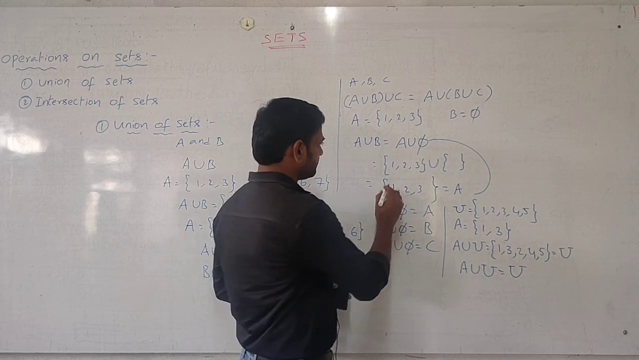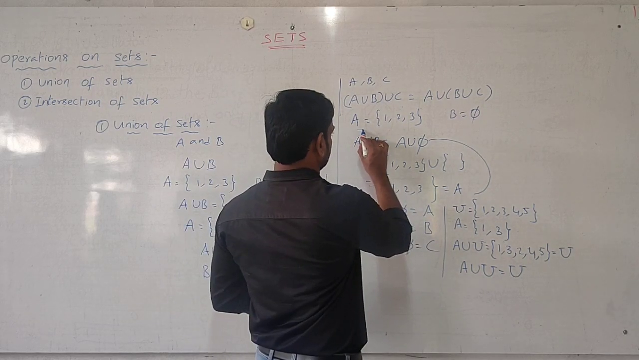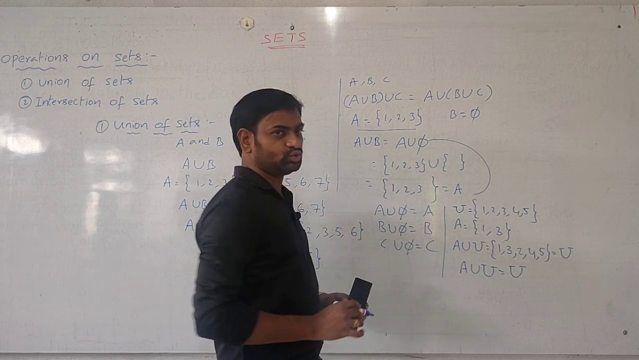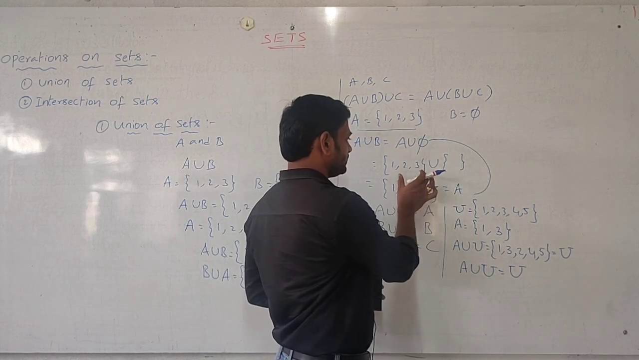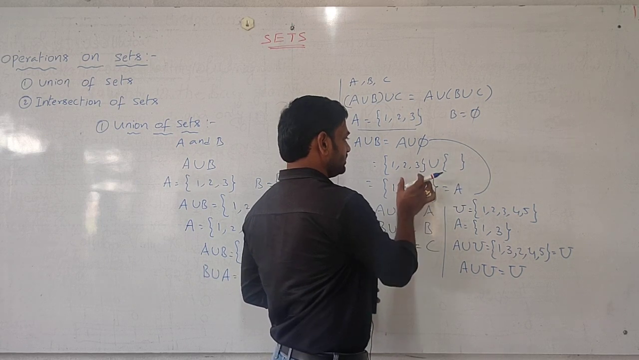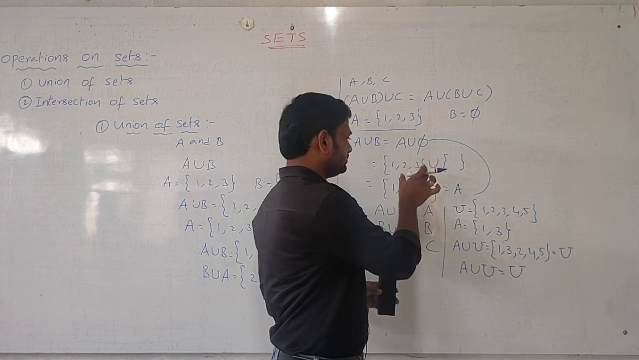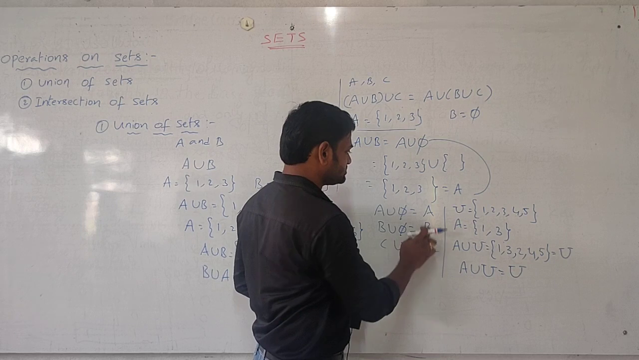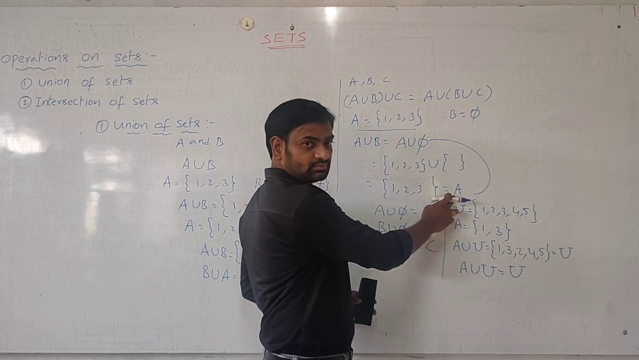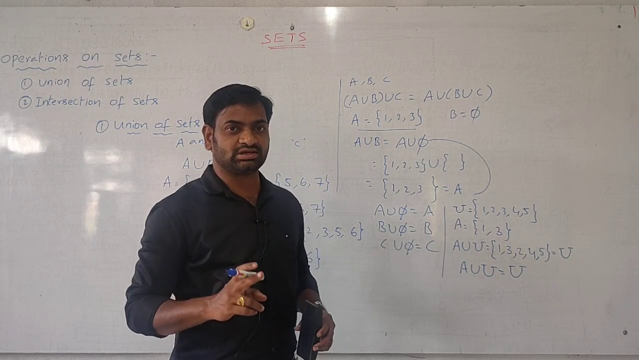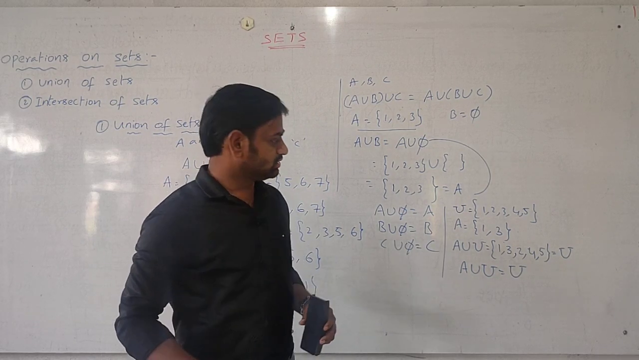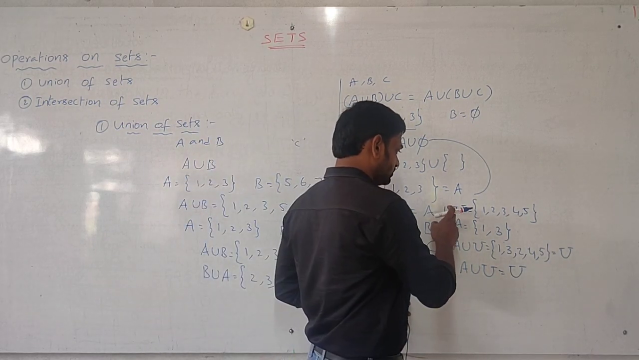Now here, this is A. What is A? 1, 2, 3. And what is phi? Phi is the empty set. So it is A and phi. Which is the big set? A is the big set. So the answer is A. In the union, whichever is the big set, that is the answer.